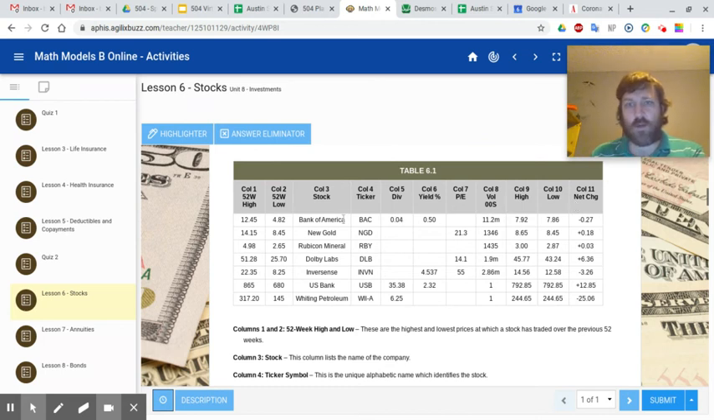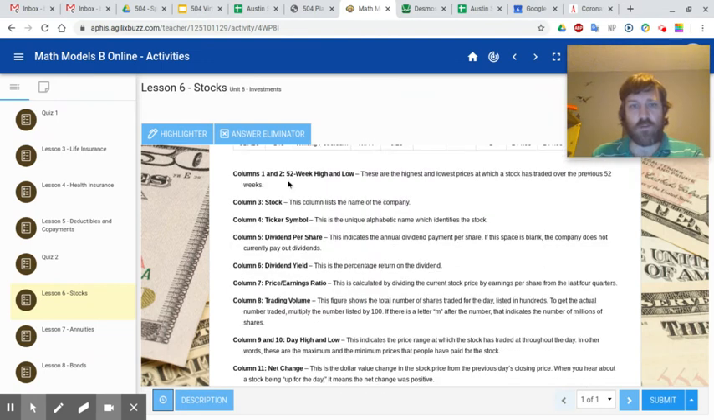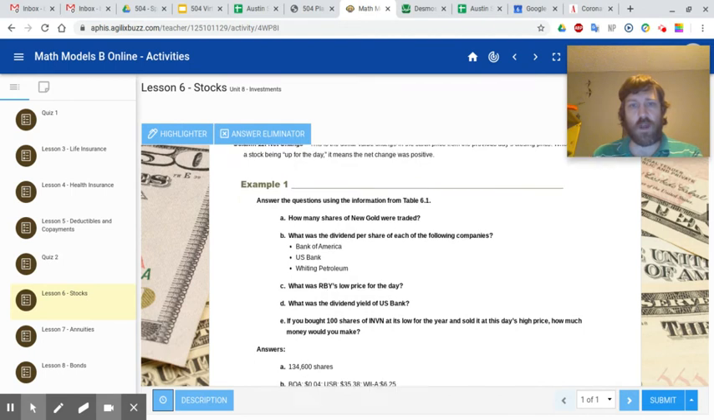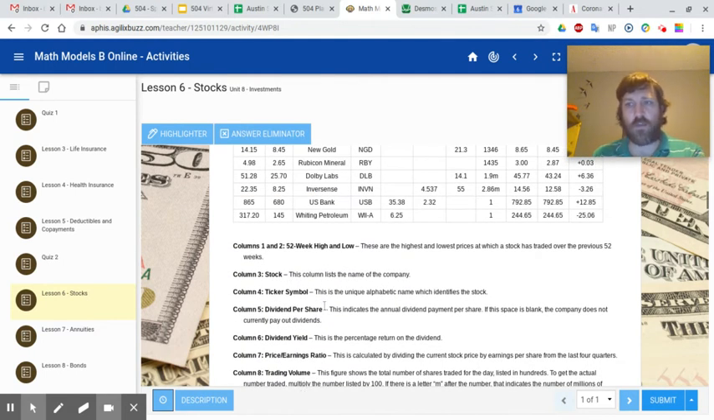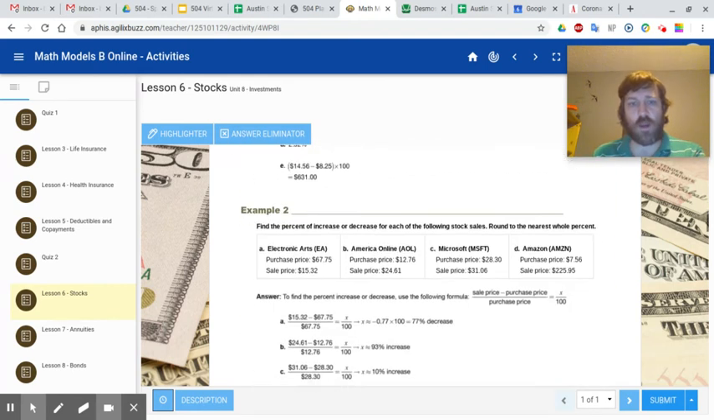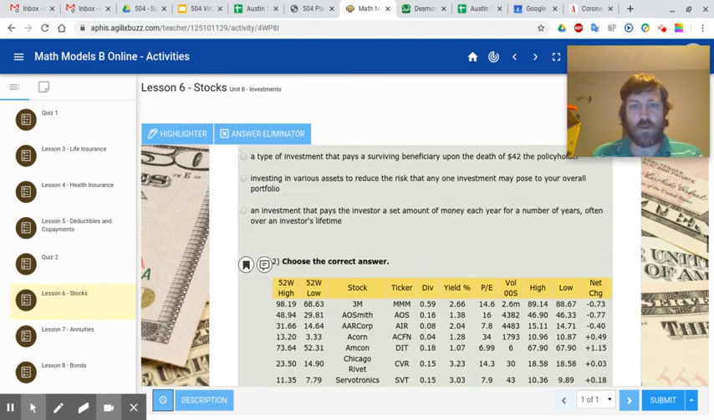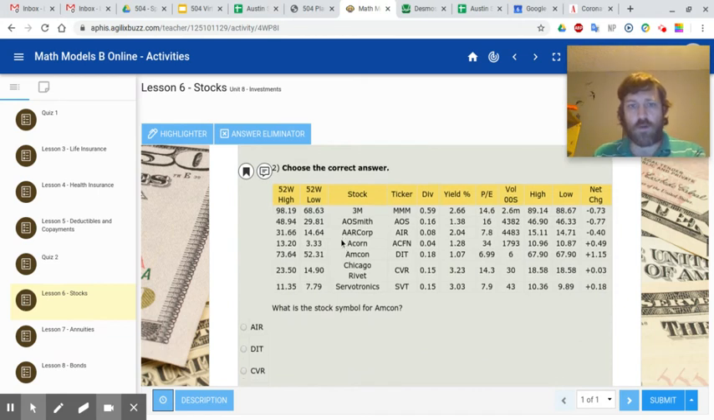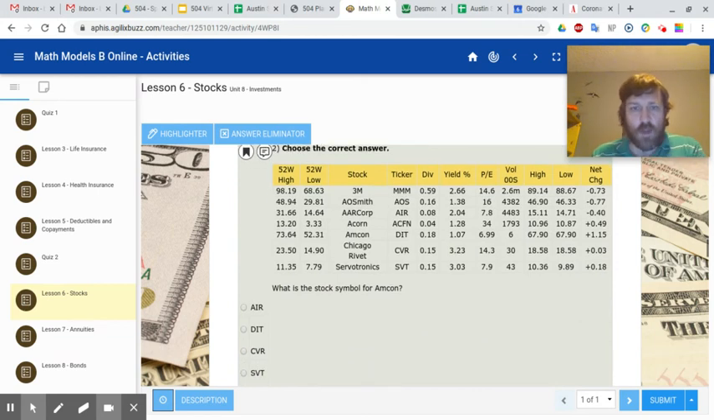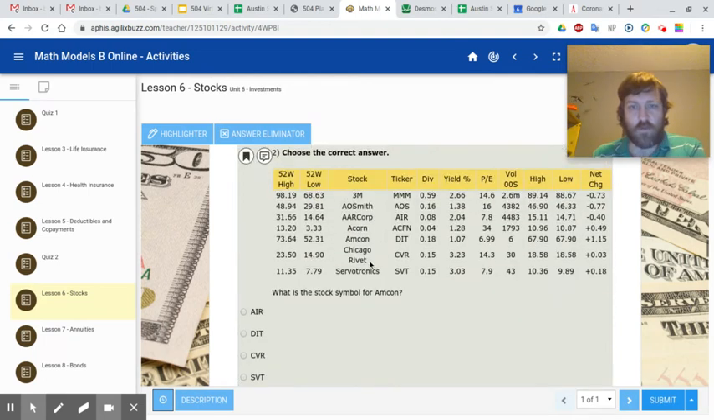We'll unpack them as we go, but you just need to read over this little explanation of each one, because when you go down here, they're going to ask you questions and you're going to need to know which column to look at for that answer. So we'll jump right in. Vocab there, number one. Number two, I'm not going to even bother with that one. You just find the correct stock symbol for that company.